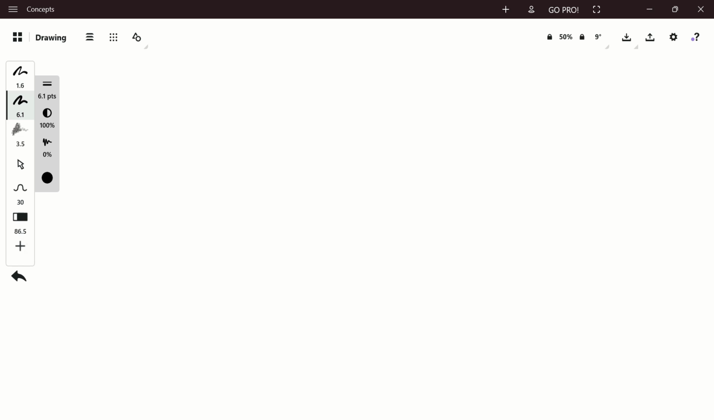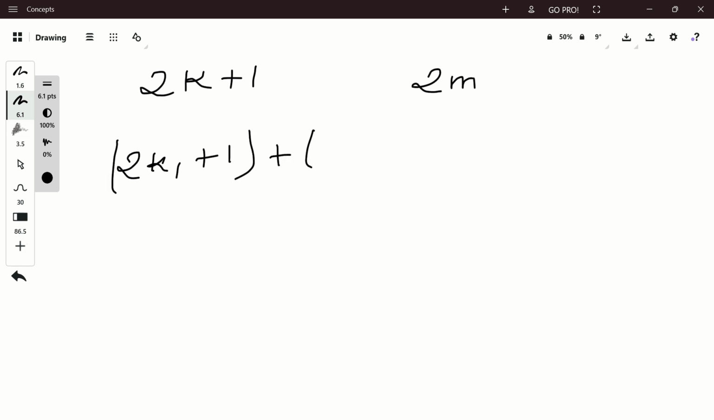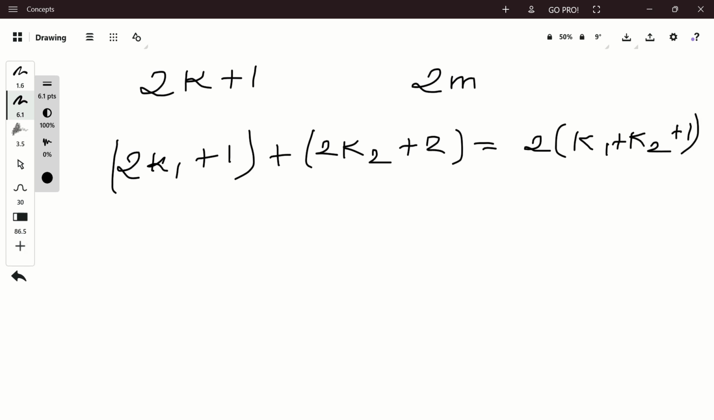An odd number can be represented as 2k plus 1, where k is an integer, and an even number can be represented as 2m, where m is an integer. The sum of two odd numbers is 2k1 plus 1 plus 2k2 plus 1, which is equal to 2(k1 plus k2 plus 1). The result is a multiple of 2, so the sum of two odd numbers is always even.